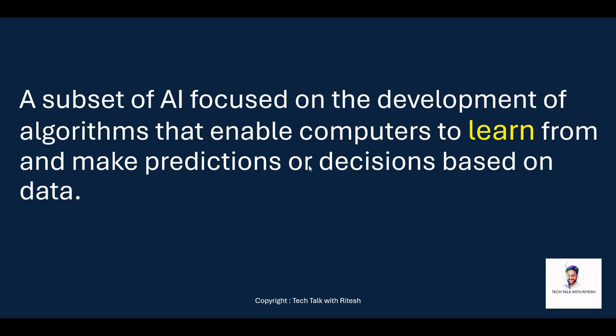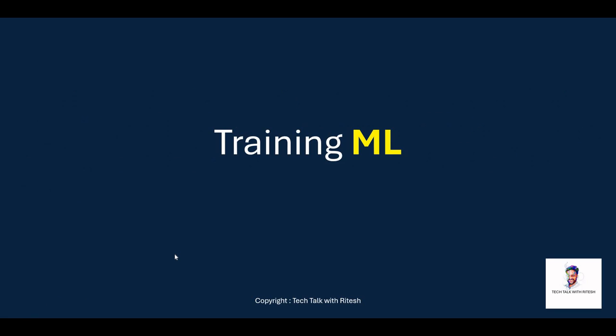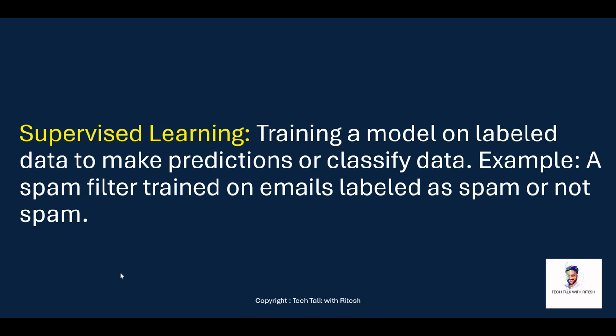Machine learning is a subset of AI focused on the development of algorithms that enable computers to learn from and make predictions or decisions based on data. So basically the machine will learn based on some data, and then do some tasks. So how does this learning happen in ML? Basically we train the machine models first, and there are various types of learning. How do we train the model?